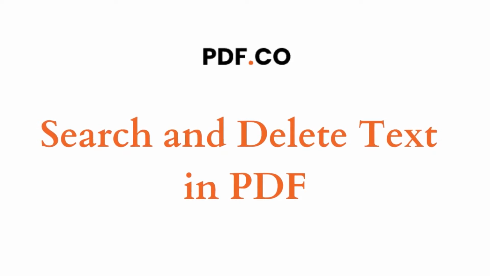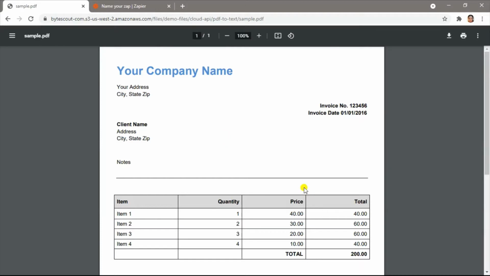In this video, we will show you how to search and delete text in a PDF using PDF.co and Zapier. We will use this sample PDF invoice, and remove the word notes.